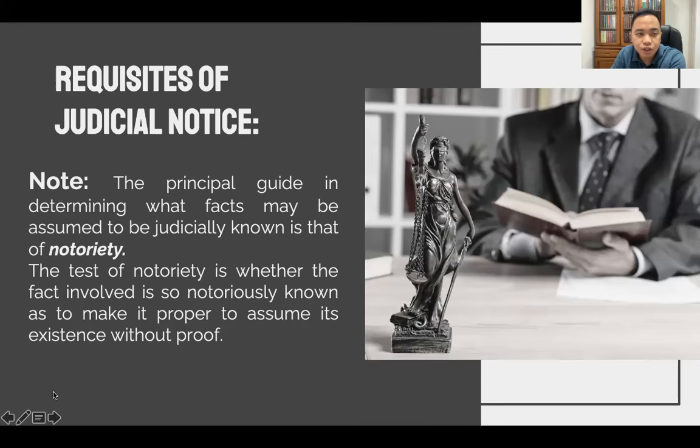So on the requisites of judicial notice, the principal guide in determining what facts may be assumed to be judicially known is that of notoriety. When you say notoriety, class, this is public knowledge. The test of notoriety is whether the fact involved is so notoriously known as to make it proper to assume its existence without proof.